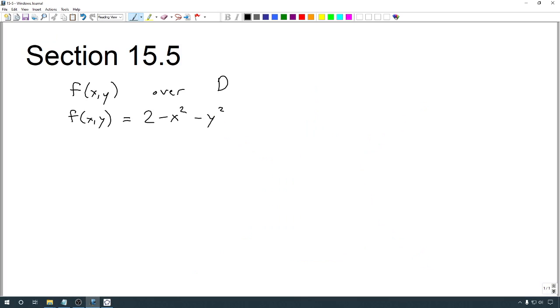Well, similar to how we were doing all the volume and stuff before, we're going to take our region D and divide it up into a bunch of subrectangles. Now, the book approaches this from D being a rectangle originally and then generalizing later. For now, since all we're trying to do is derive a formula, we're not going to worry too much about what the region D looks like. So we're going to divide D into subrectangles.